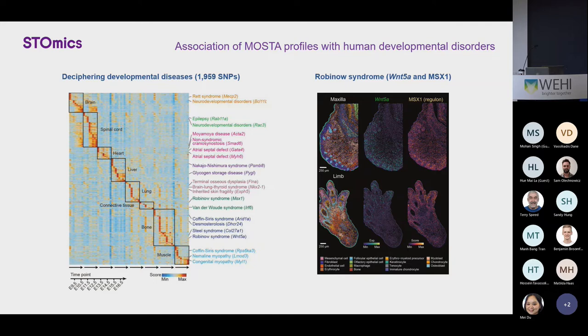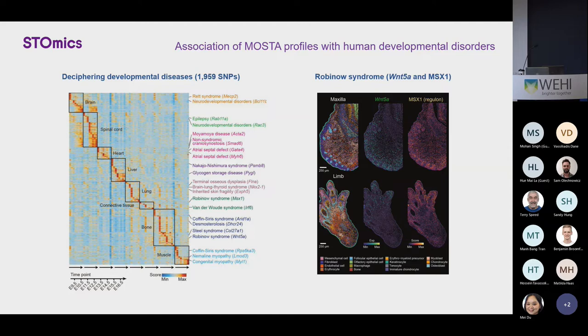And we focused specifically on Robin-Al syndrome, which has the phenotypes of cleft lip, cleft palate, and limb deformities, and which WNT5A is implicated in, and so is a homeobox gene, MSX1. So when we map it onto the Stereo-seq data, we see that WNT5A and MSX1 are both localized in the areas where you would expect to see the human phenotypes, in the maxilla and the limb for the mouse. And more importantly, you can also see what cell types are expressing these different genes. So, for example, in the maxilla area, it's expressed in mesenchymal cells and fibroblasts, whereas in the limb, it's only in mesenchymal cells.